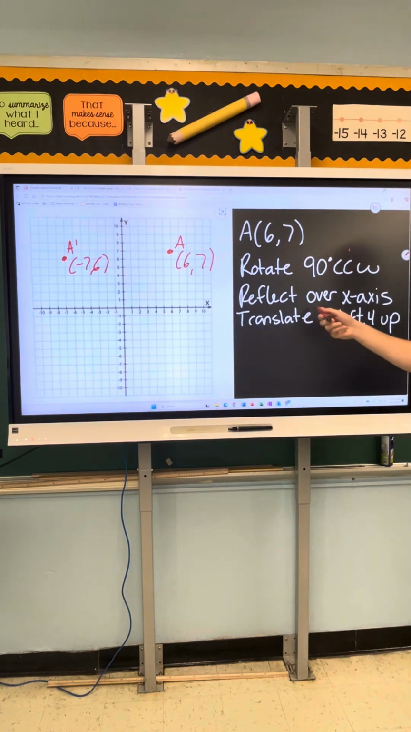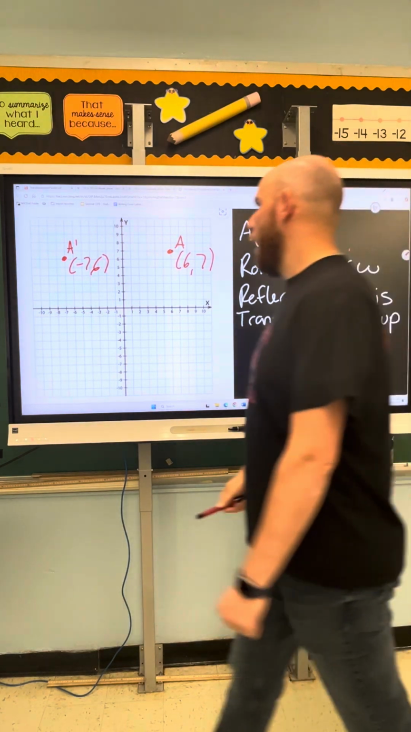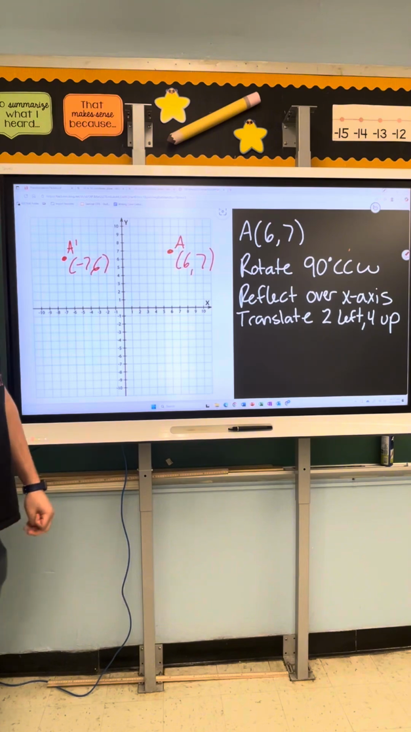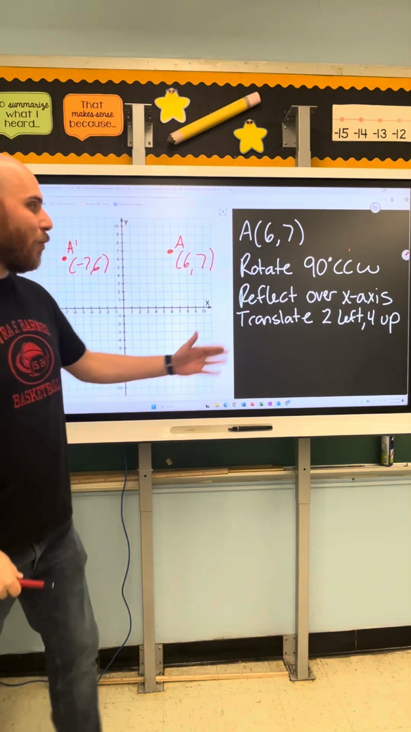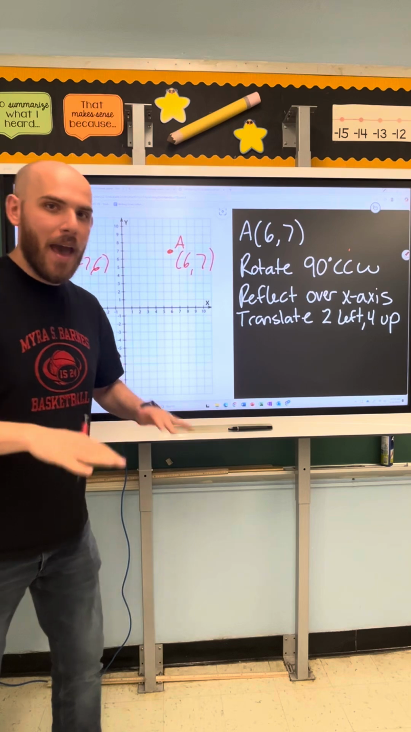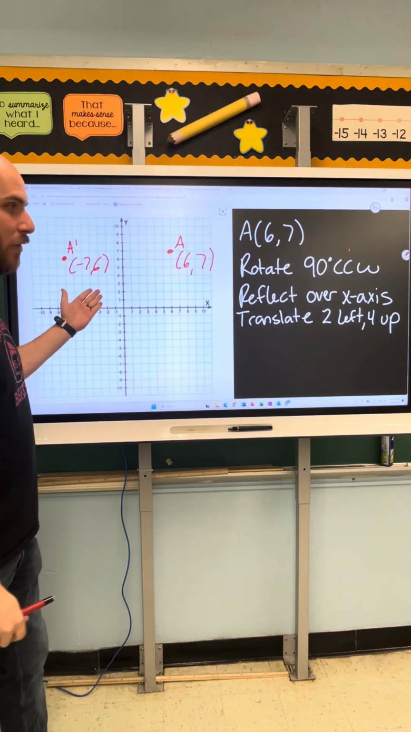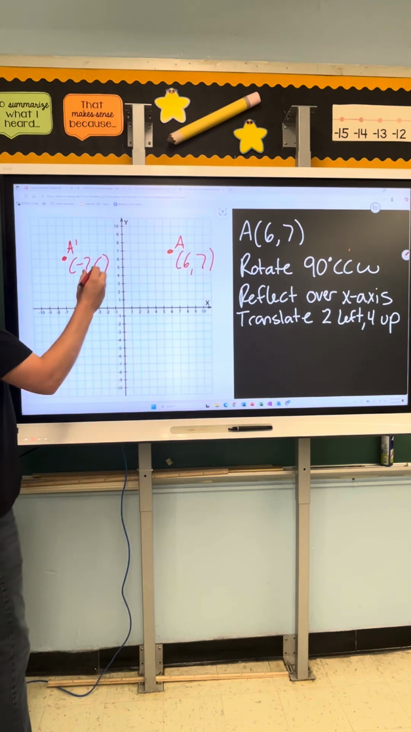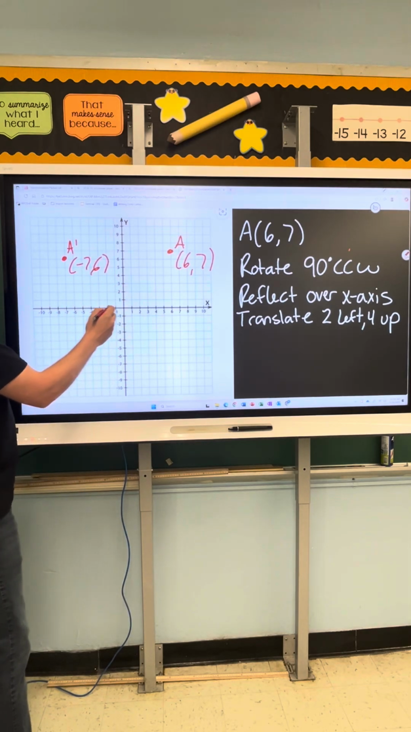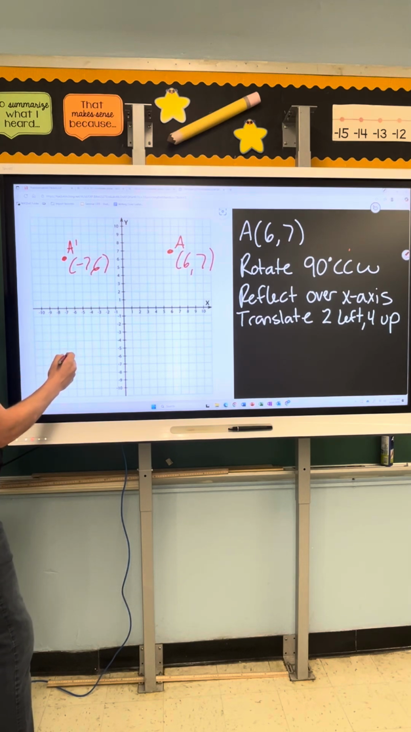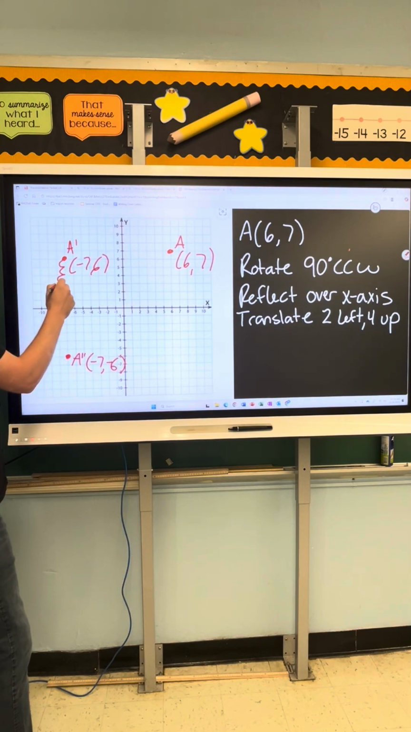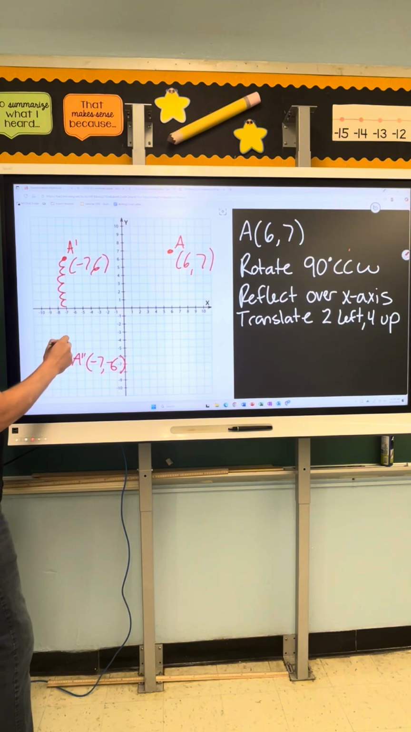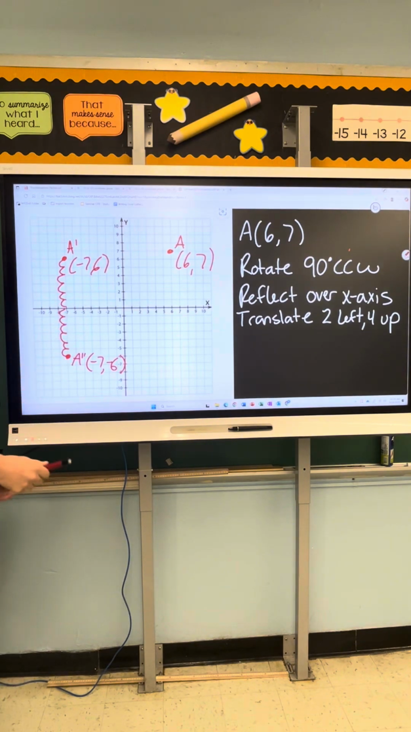Then it says, reflect over the x-axis. So, how do I do that? Well, the rule for that is to take the opposite of the y. Since we're reflecting over the x-axis, that means keep the x. So, I'm going to keep -7 and change our y value to -6. So what that becomes is (-7, -6). We'll call that a double prime. (-7, -6), and we can see why that's a reflection, because they're both the same distance from the x-axis, okay? That's why that's the reflection.